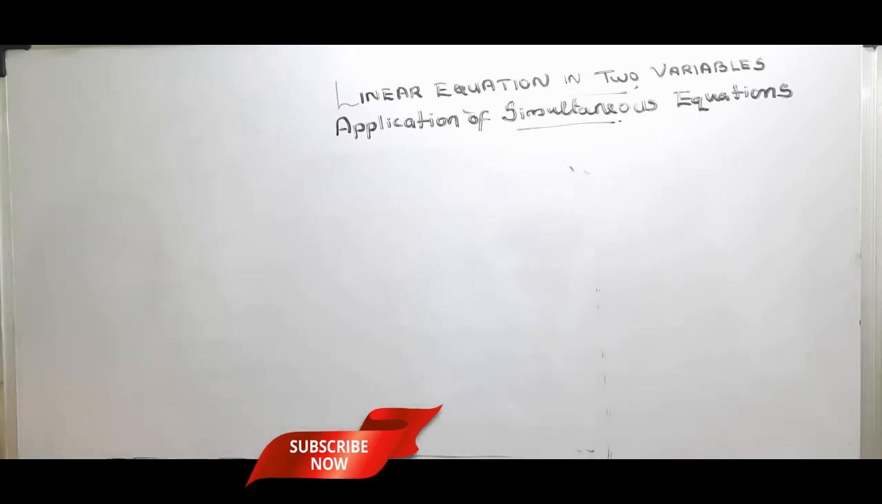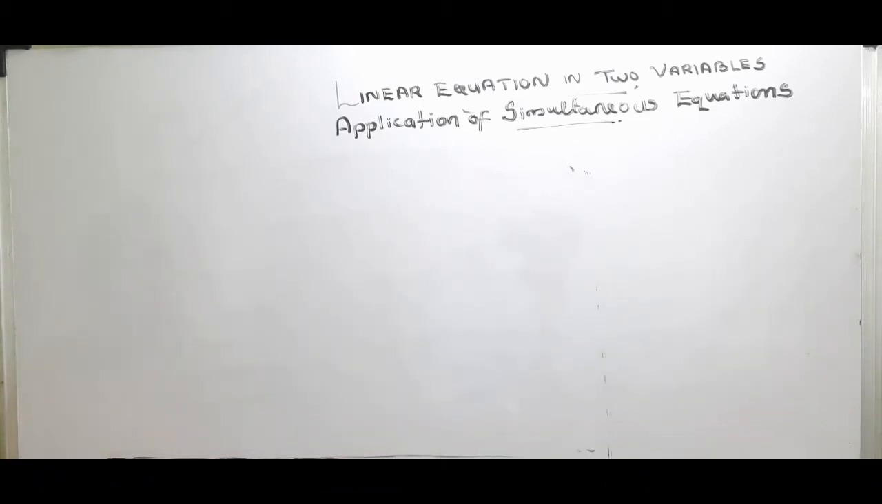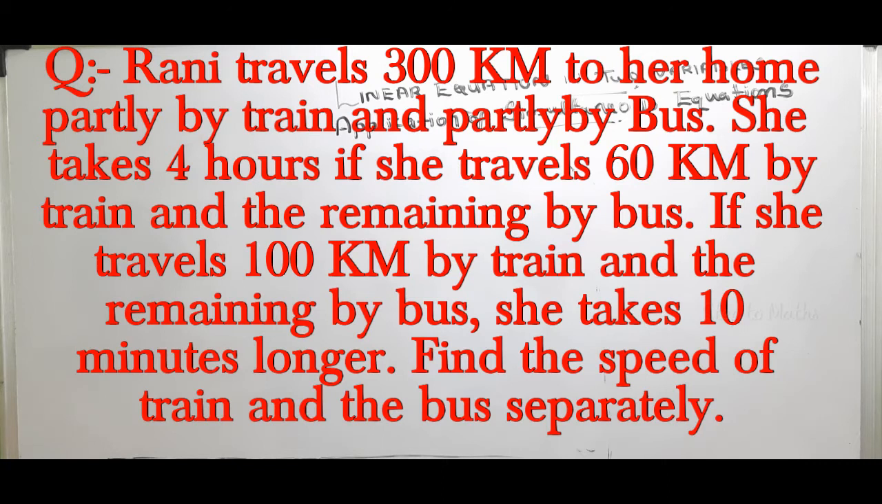Hi, consider another example for application of simultaneous equation. The question is, Rani travels 300 km to her home, partly by train and partly by bus. She takes 4 hours if she travels 60 km by train and the remaining by bus. If she travels 100 km by train and the remaining by bus, she takes 10 minutes longer. Find the speed of the train and the bus separately.